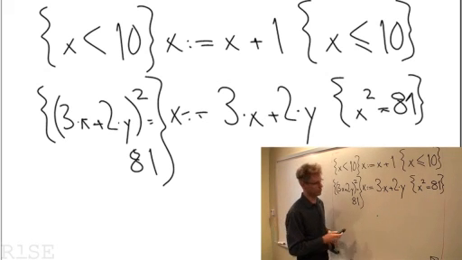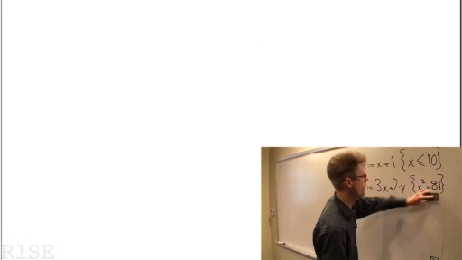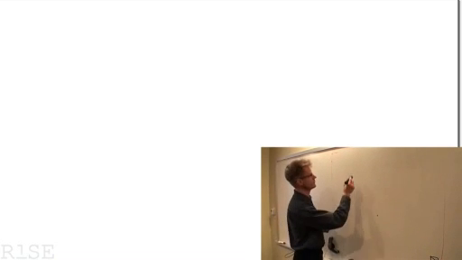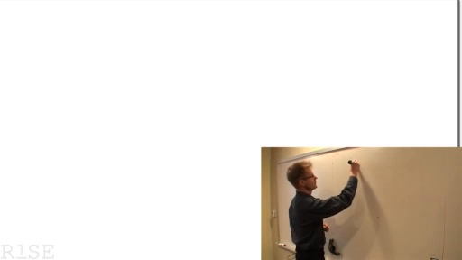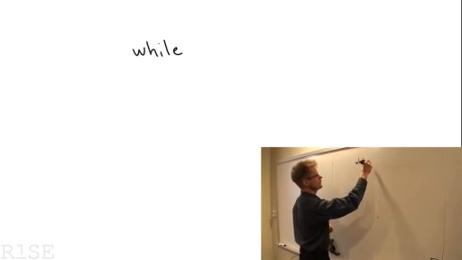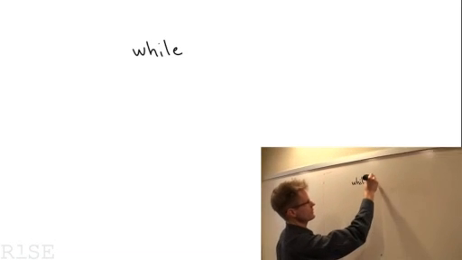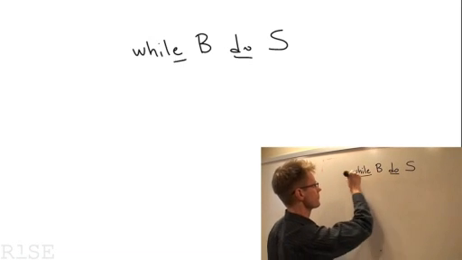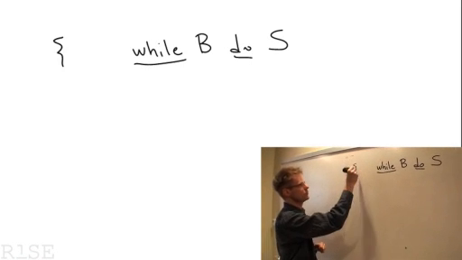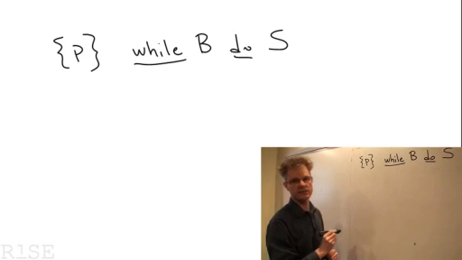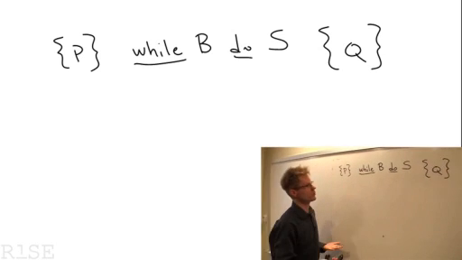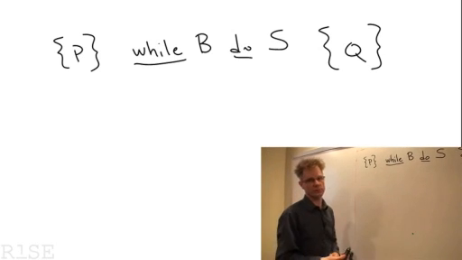Now let's look at the loop, which is more interesting. Okay, so a loop looks like this. While, and let me write it in this form, while b do s. And suppose that we start that loop in a state satisfying p, and suppose that we end it in a state satisfying q. What is required for the loop to satisfy this Hoare triple?